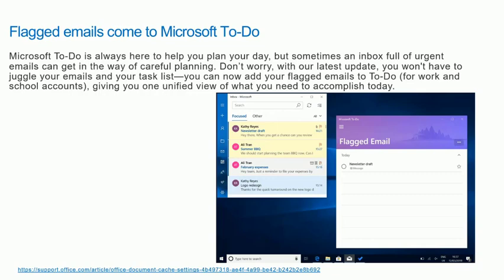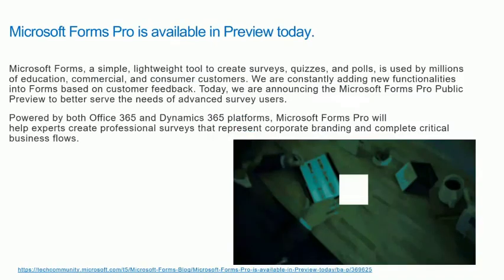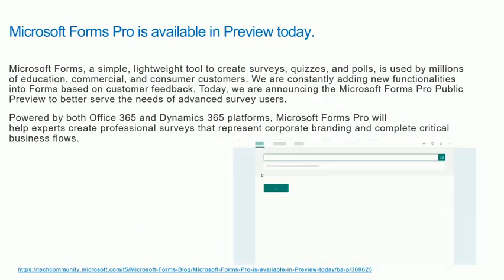So here's one that I noticed. Update to Microsoft To Do. Any flagged emails are now automatically presented as an optional list in Microsoft To Do. And Microsoft Forms Pro is now available in preview mode.